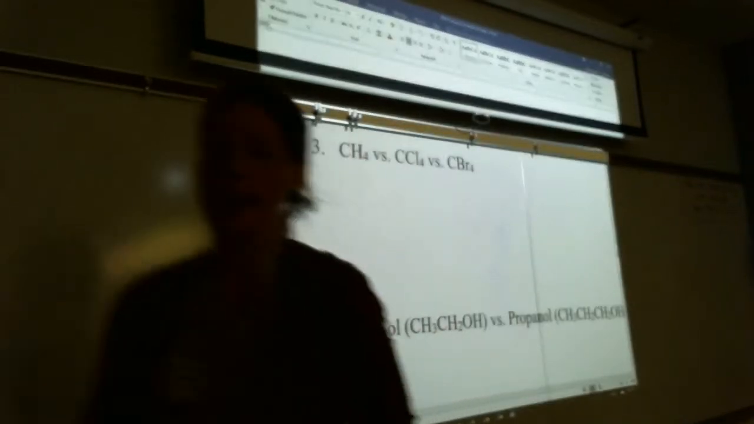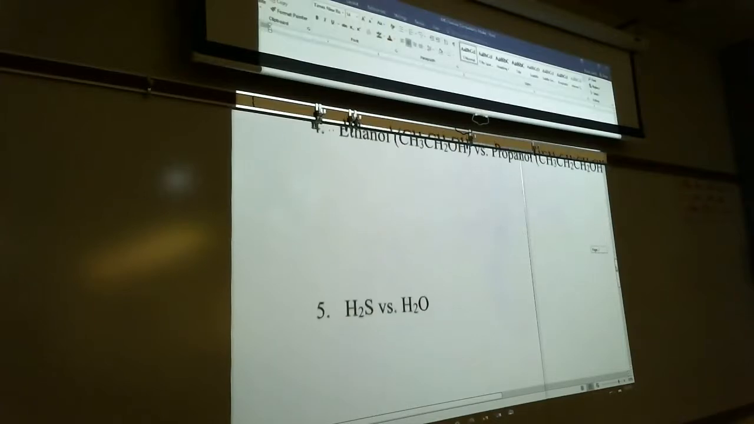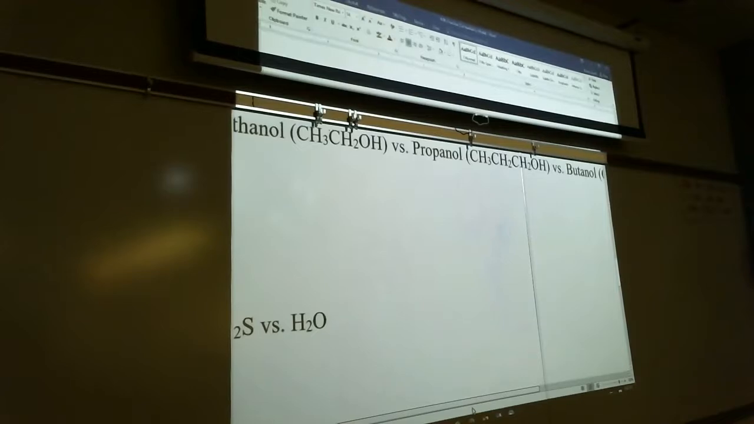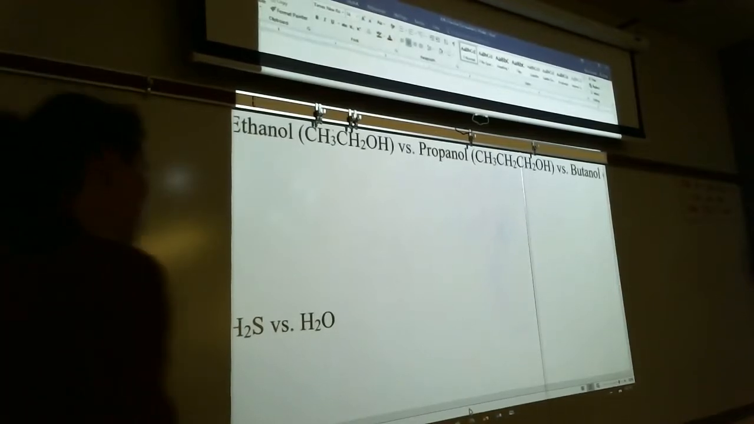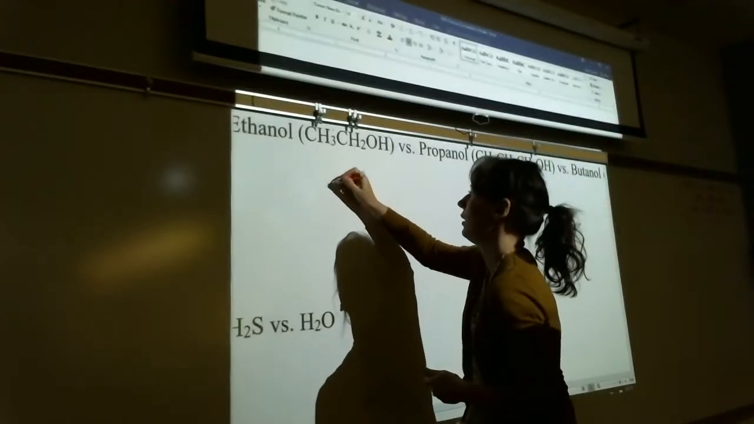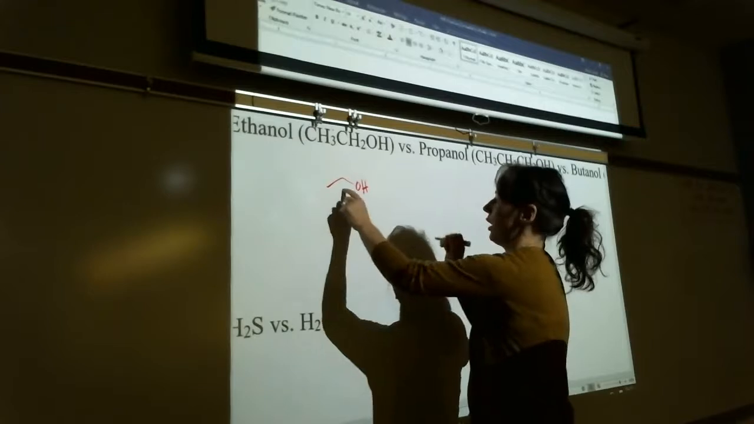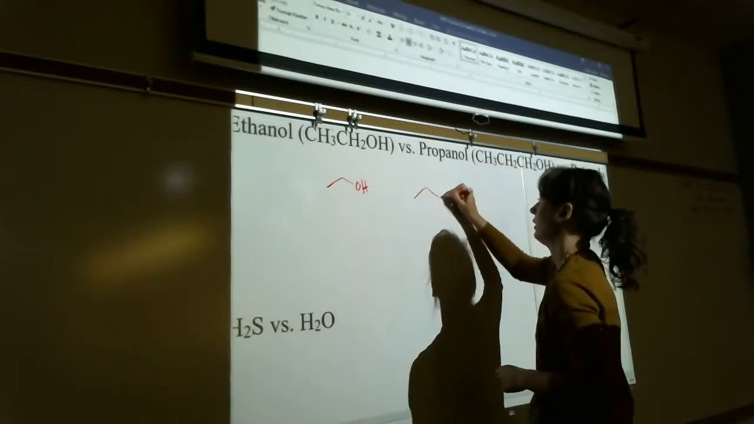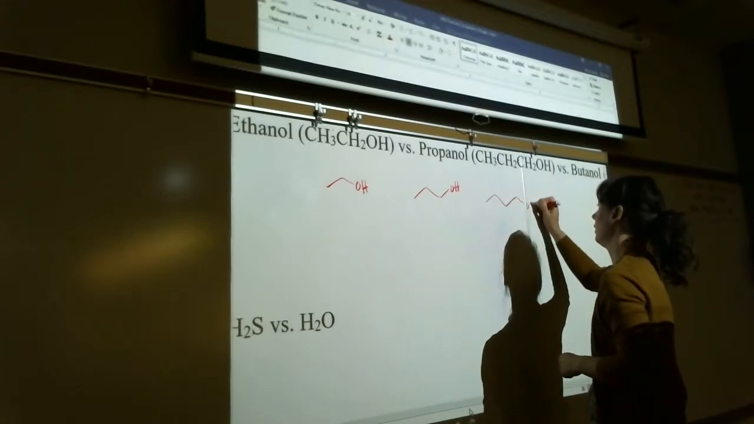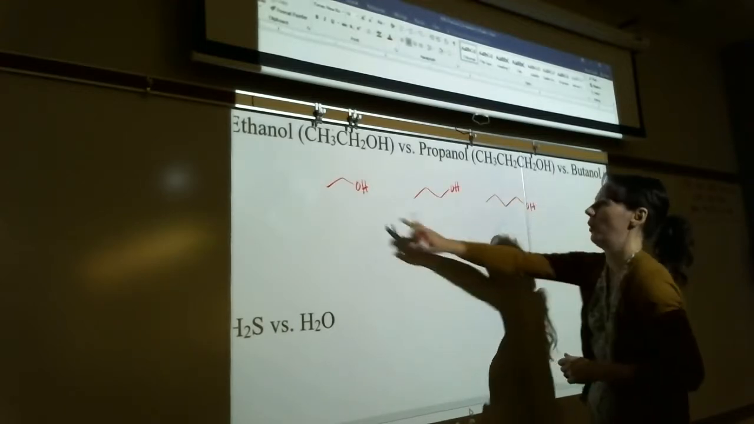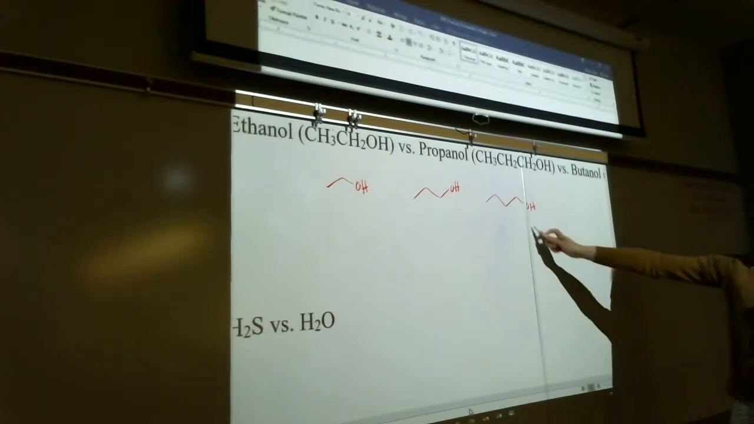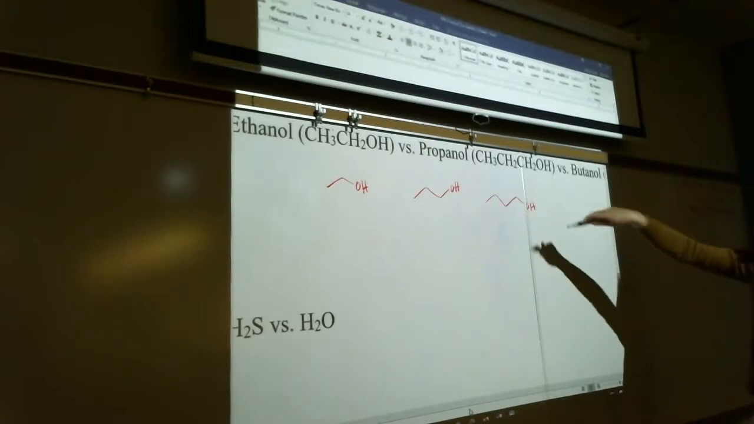The next one we're looking at is ethanol versus propanol. So I've given you, oh, versus butanol. Oh, I can't fit that on there. Okay. Ethanol versus propanol versus butanol. So ethanol is a 2-carbon chain. Propanol, 1, 2, 3. 1-propanol. 1, 2, 3, 4. OH. So ethanol versus 1-propanol versus 1-butanol. Okay, so this is shorthand notation, so I don't have to draw out all those carbons and hydrogens.